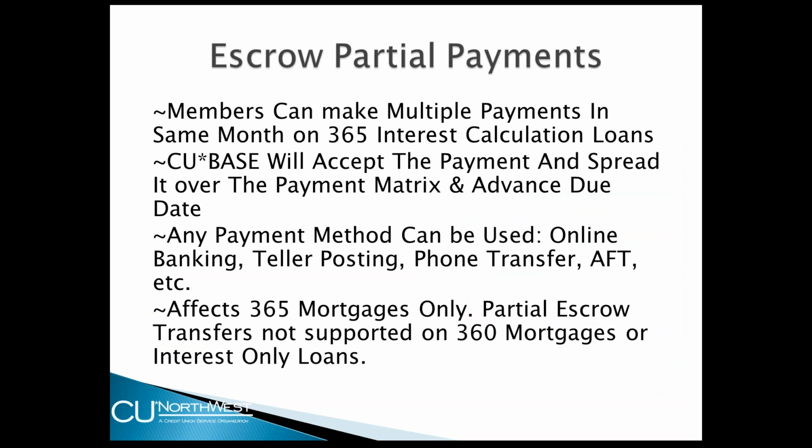So CUBase is going to accept the payment, spread it over the payment matrix while advancing the next due date appropriately. In addition, CUBase is going to understand when the escrow transfer has been satisfied and when it's delinquent. So it doesn't matter what method the member uses to make the payments. They can be made through teller posting, online banking, AFT, phone transfer, direct mail. All of your relevant posting programs have been changed to keep track of the partial payments toward a full escrow transfer on these 365-day calc type loans.